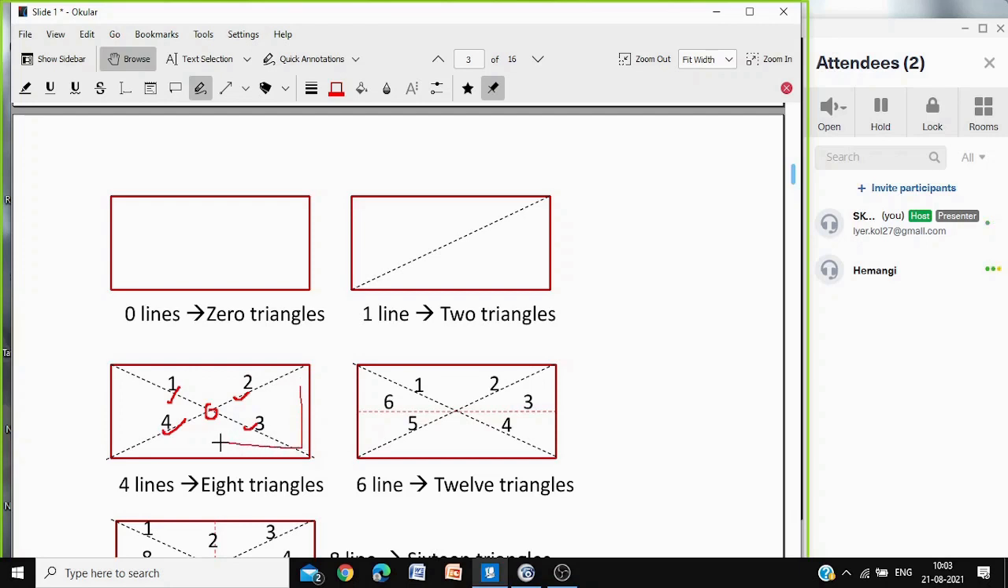4 triangles and combined 4 triangles. 2 triangles you combine, you will get 4 more triangles. So 1 and 2 combined like this, 2 and 3 combined, 3 and 4 combined, and 4 and 1 combined. So you can have 4 more triangles depending on whether you are combining 1 with 2, 2 with 3, 3 with 4 or 4 with 1. So totally you are having 8 triangles, and you are having 4 lines. They are crossing. So 1, 2, 3, 4 lines: 4 lines, 8 triangles.